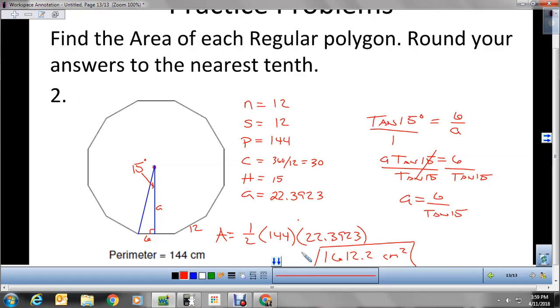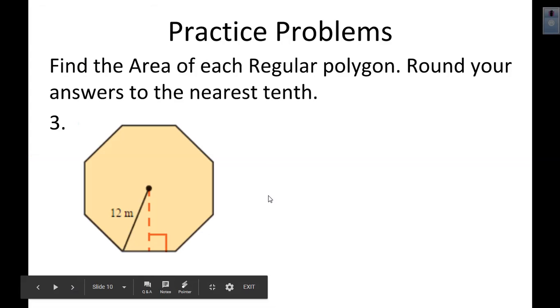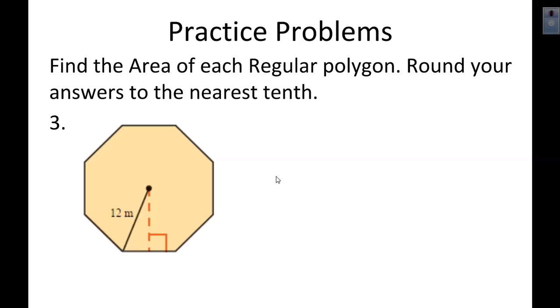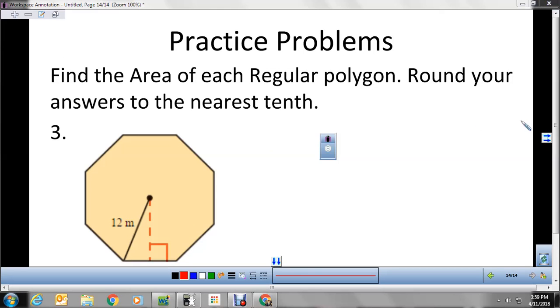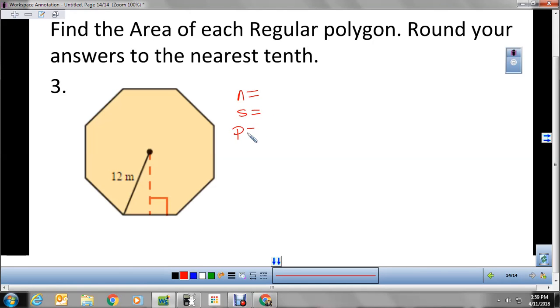All right, so now let's move to the last one. And this one here, they give us the radius. This means we're going to have to find both our side and our apothem. So we'll start off by writing our table. Hopefully by now you have this memorized. Number of sides is going to be 8. We don't know the side length, perimeter, or the apothem.